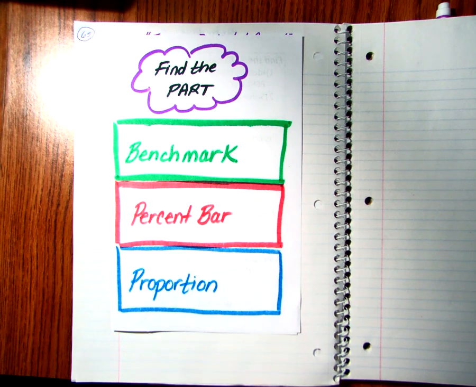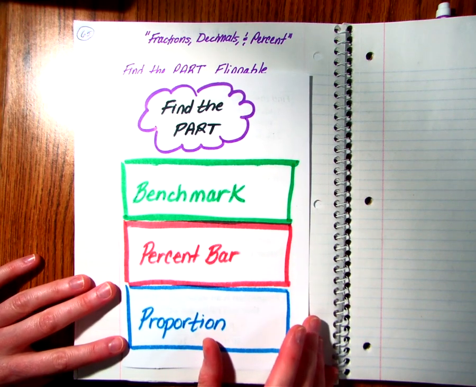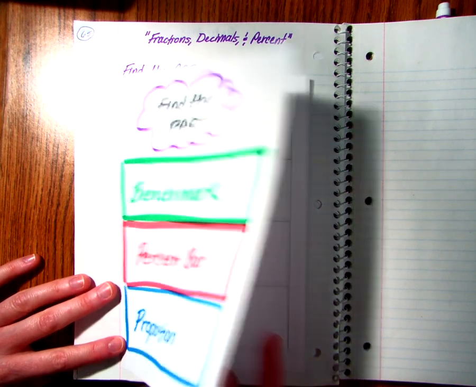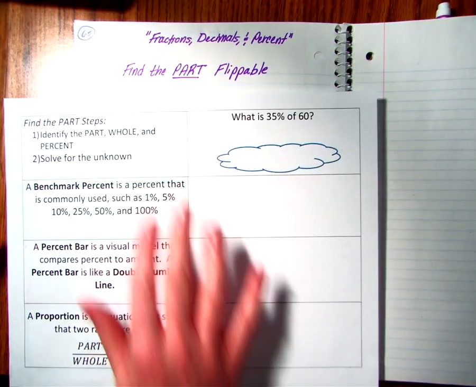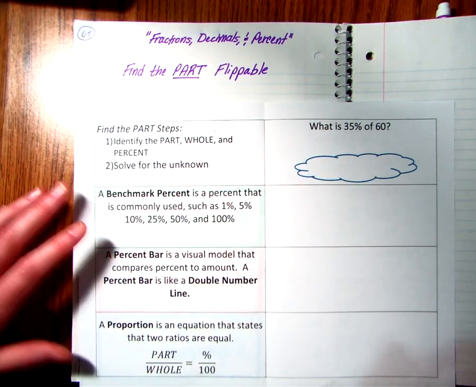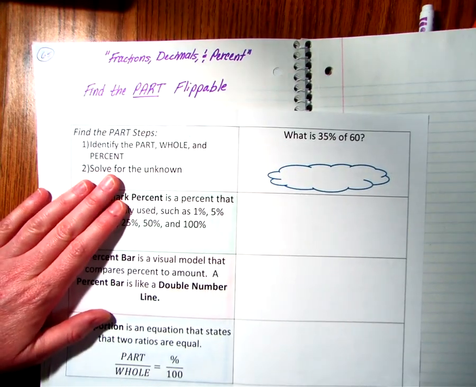I'm going to glue mine in at the end, mostly because I realized the only thing I brought upstairs was tape and no glue. The whole backside can be glued down. Let's take a look here. Find the part. Identify the part, whole, and the percent. Solve for the unknown. These are the fundamental steps.